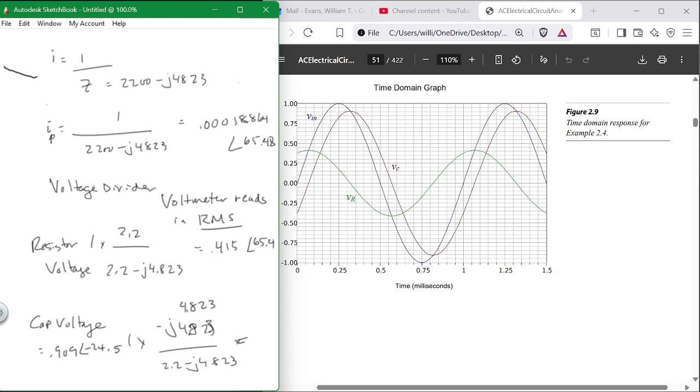Now, if you looked at these on an oscilloscope, this is what you would actually see. You would see three waveforms. The blue is your input waveform. Your green is your resistive waveform, and your C is your capacitive waveform.